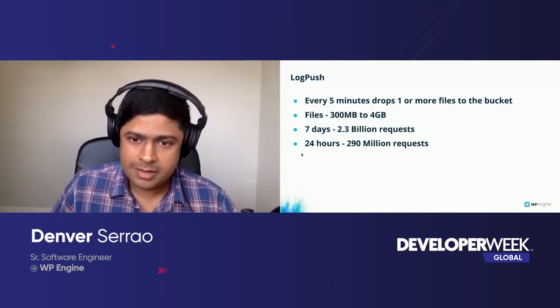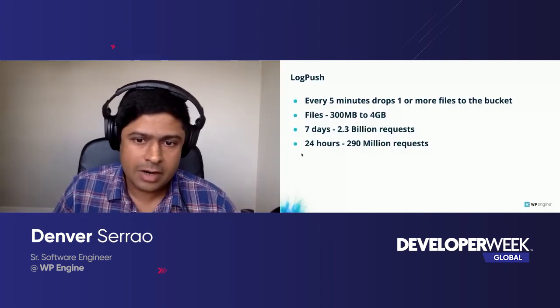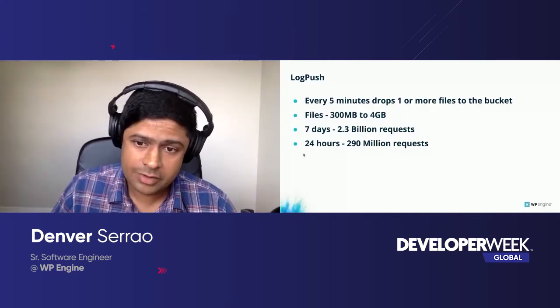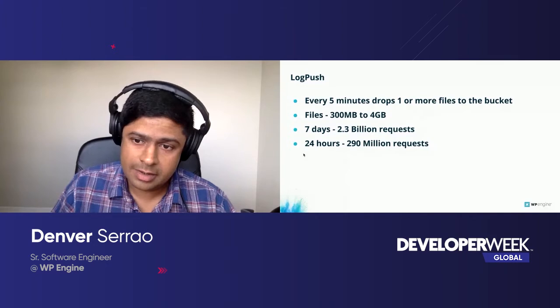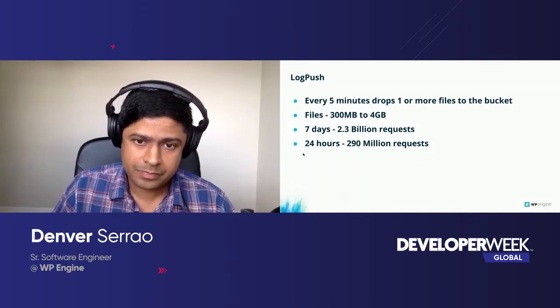The files themselves contain data about each request. They're blocked at the firewall, which firewall rule that can be blocked, and so on. And here are some numbers to show you the amount of traffic and amount of workload that we would get on a weekly and daily basis.